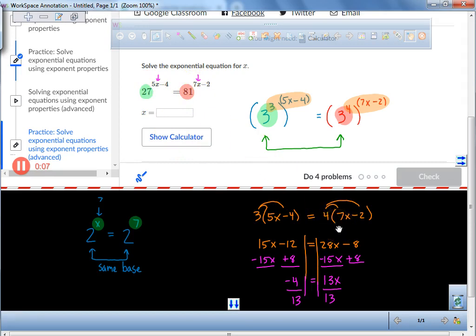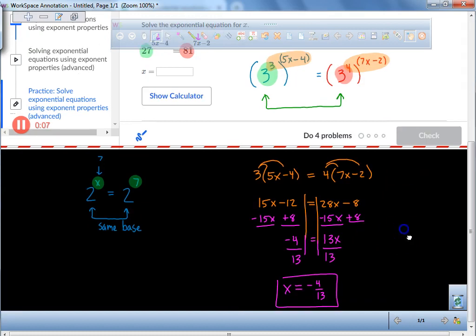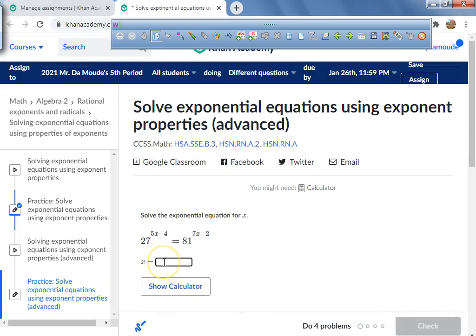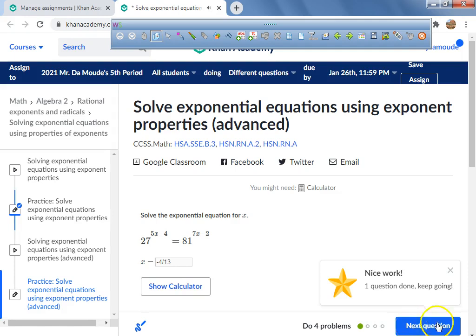So let's do a quick review before I type the answer in. What was the first step? I had to change a 27 and an 81 to what base? To base 3. This was 3 cubed. This was 3 to the power of 4. Then we take the exponents that are up here. We multiply that guy out. We multiply this guy out. And once you do that, you solve for x. So we got negative 4 over 13. Whew, let's cross our fingers and our toes. It's an ugly fraction, but there it goes.